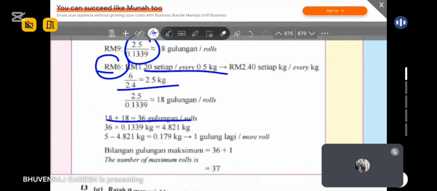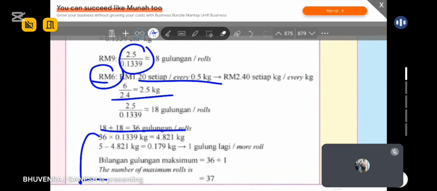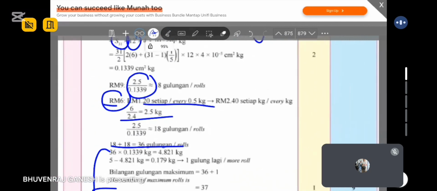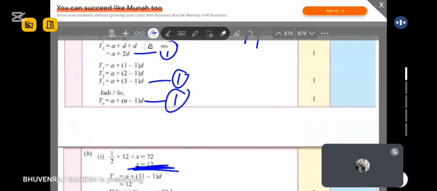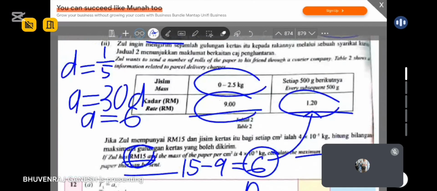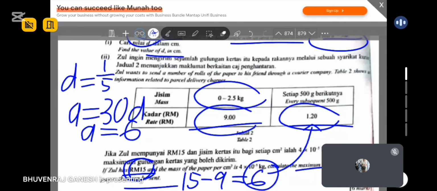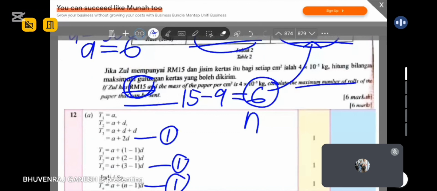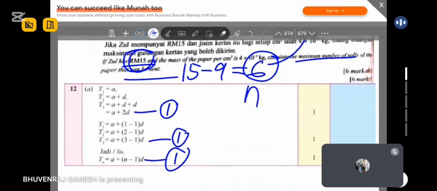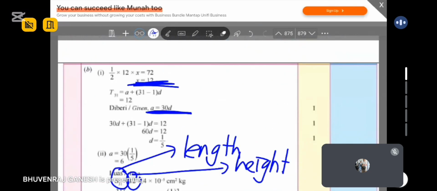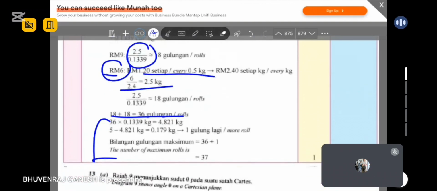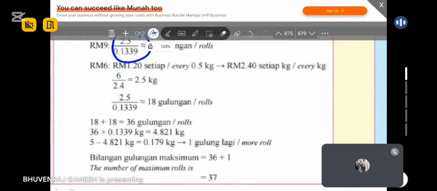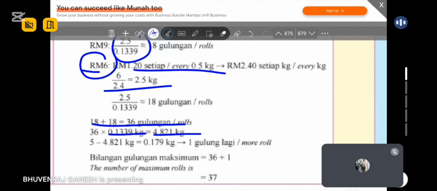Satu lagi. This one is a trick over here. This part is a trick. You still need to consider one more roll extra. Let me check and see. You see that the weight is 0.1339, right? And then you get 36 rolls. So 36, you must times with the 0.1339 to know what is your total mass now. Apa jumlah jisim sekarang.